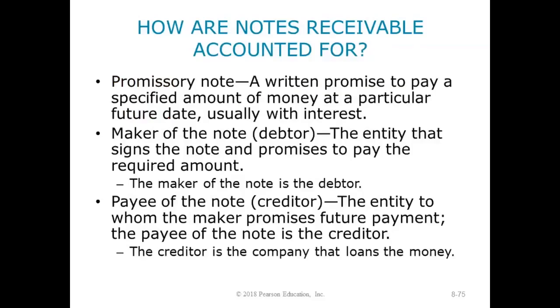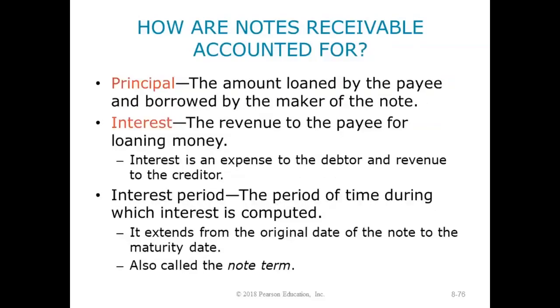If I'm the maker of the note, meaning I'm loaning the money to you, I'm going to be getting some interest on that, and that interest is going to be revenue to me because I loaned you the money. Now, interest is going to be an expense to you because you borrowed the money from me, but we'll talk more about that when we get into the liability chapter.